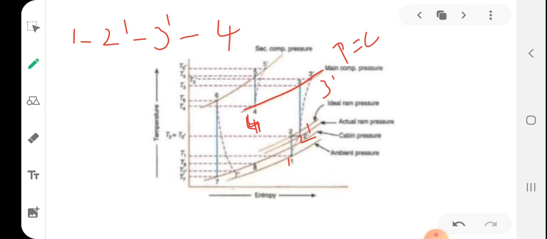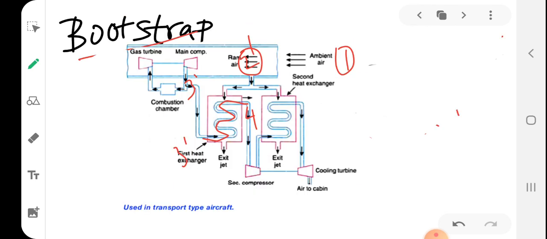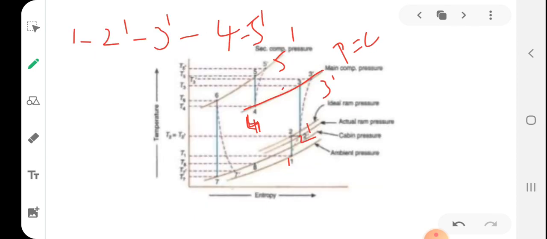Again 4 to 5 dash. The ideal process must be isentropic, but that is not possible, so it is actually getting compressed to 5 dash. So after 4 it will get compressed to 5 dash. Then 5 dash to 6, what happens? Cooling takes place at constant pressure, just like 3 dash to 4. Again 5 dash to 6, cooling takes place.